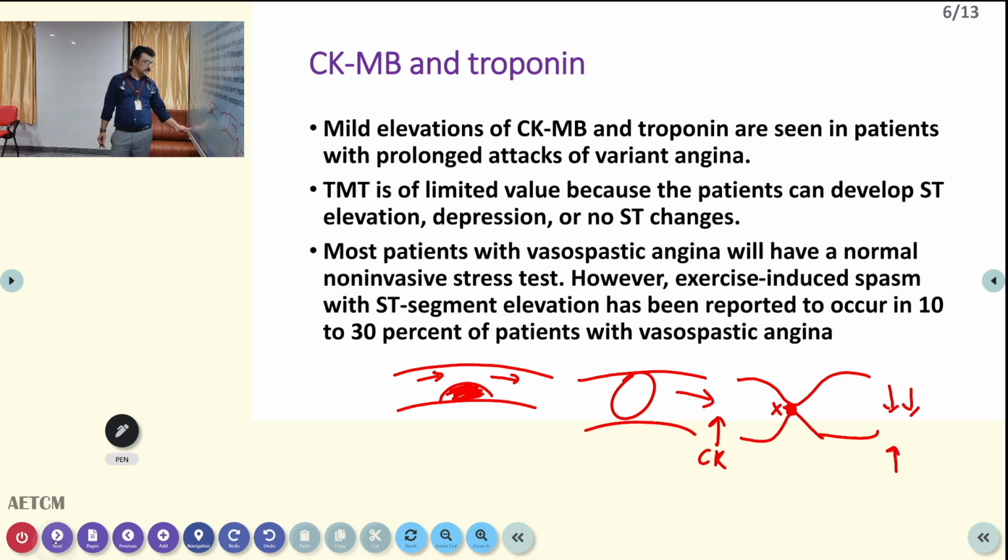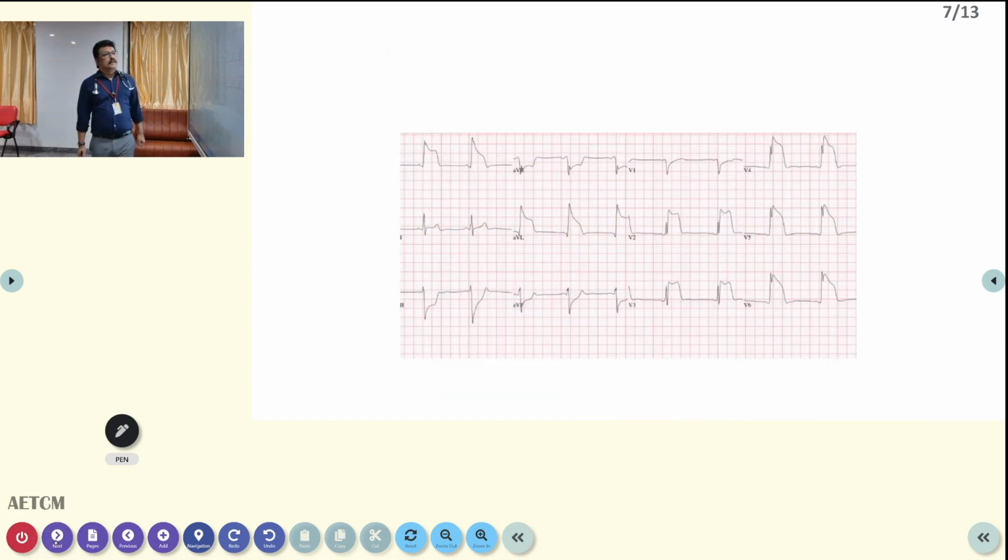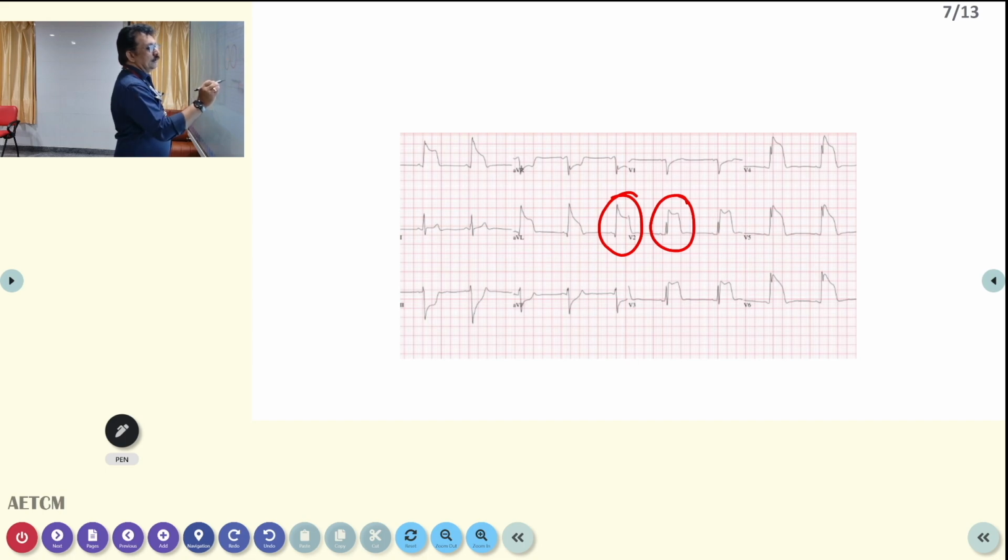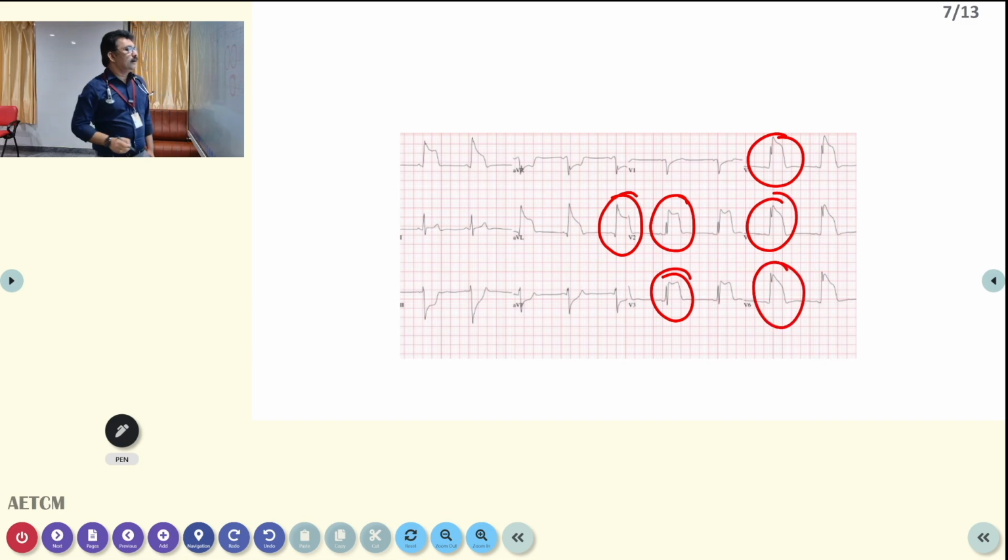So 10 to 30% of patients can have similar things. Here what you are seeing is a patient who has come with acute chest pain. You can see the ST elevation in V2, V3, V4, V5, V6. And during that period you can make a diagnosis of anteroseptal myocardial infarction.